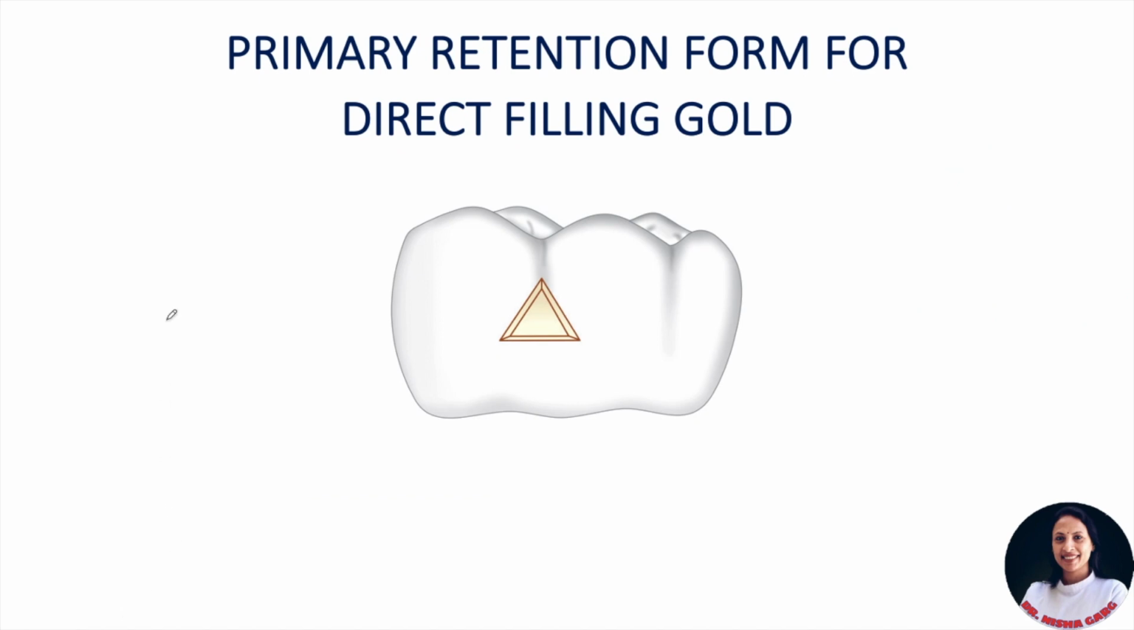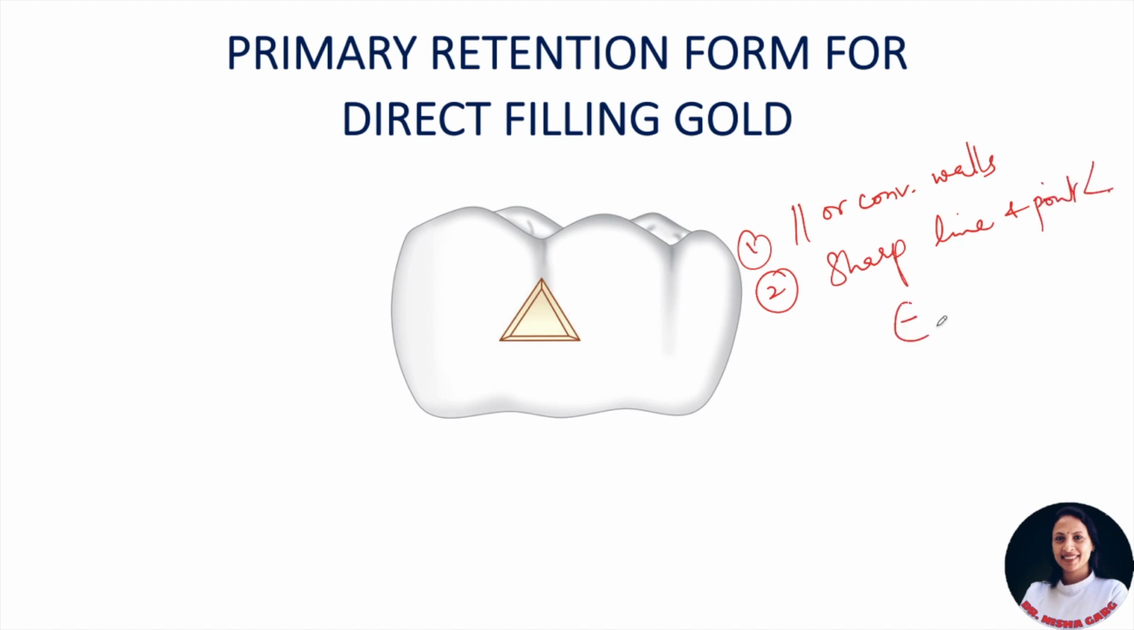Now, coming to the primary retentive features for direct filling gold. See, primary retention in direct filling gold can be achieved by parallel or slight occlusal convergence of the facial and lingual walls and sharp internal line and point angles. These sharp line and point angles resist the micro movement of the restoration during compaction of the gold and thus help in providing the retention form for direct filling gold.